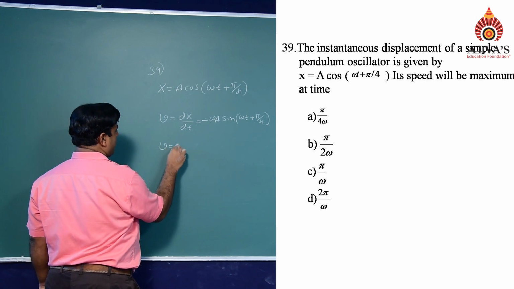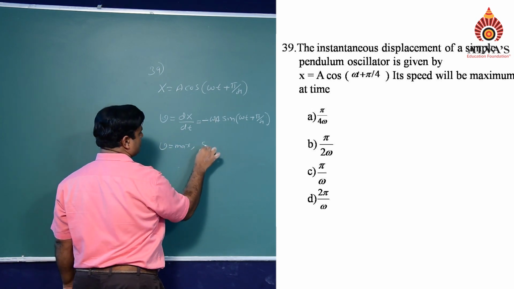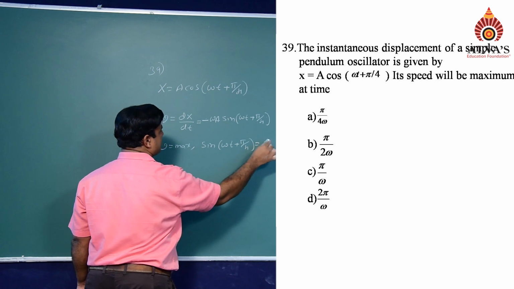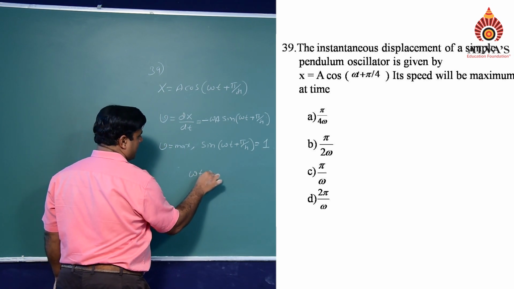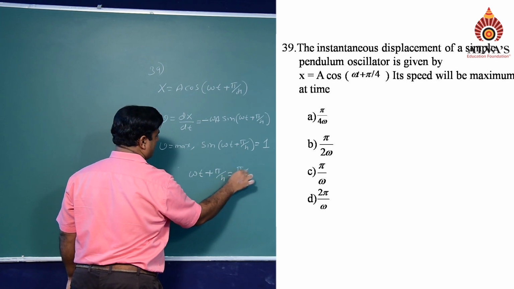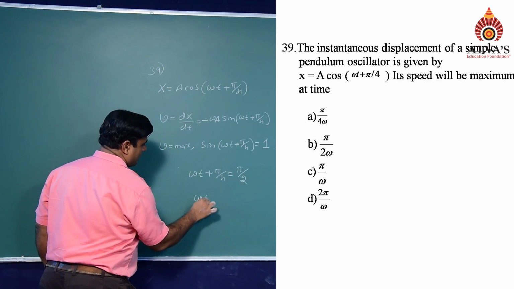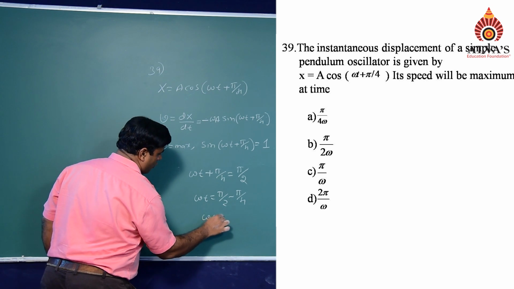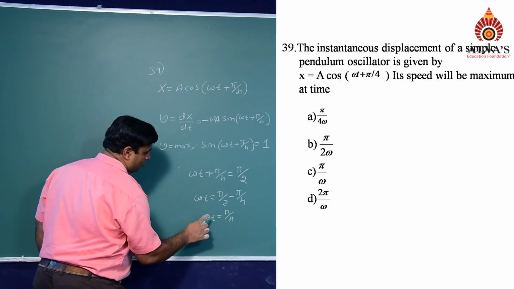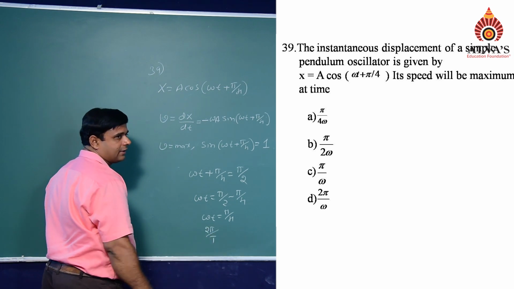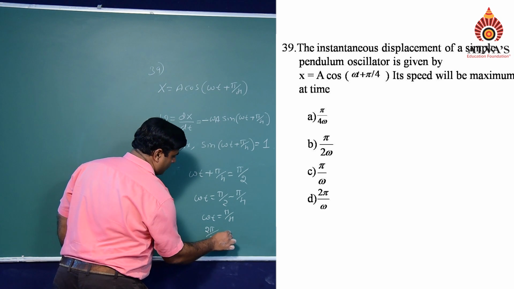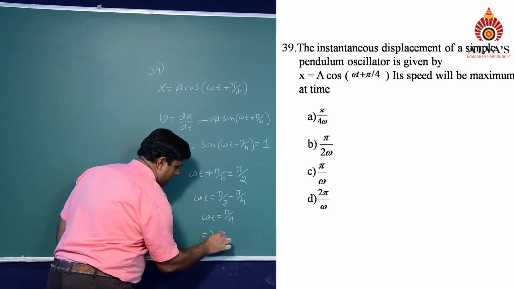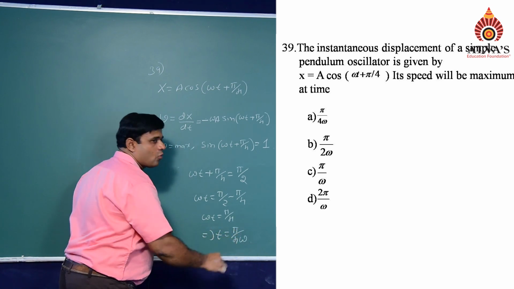For V to be maximum, the sin function should be maximum, that is, sin omega t plus pi by 4 is maximum. Maximum value is 1, which implies omega t plus pi by 4 is sin inverse of 1, which is pi by 2, or omega t is pi by 2 minus pi by 4, which is equal to pi by 4. But omega is 2 pi by T, which implies t equal to pi by 4 omega.